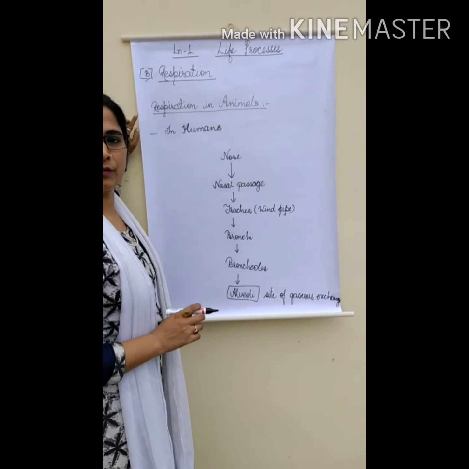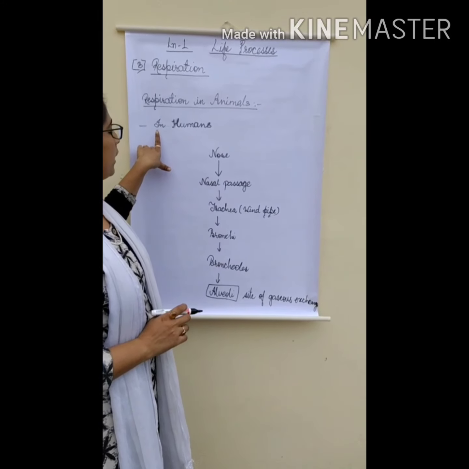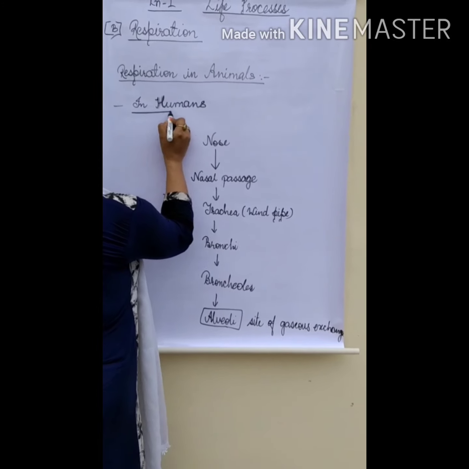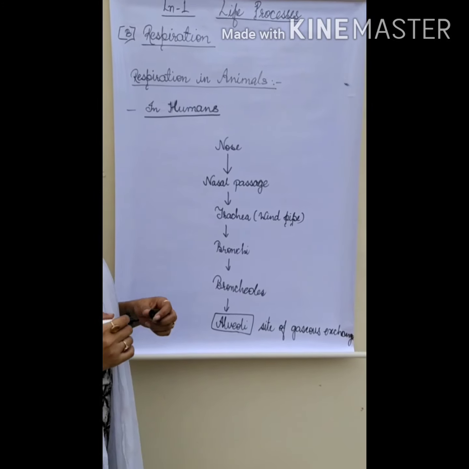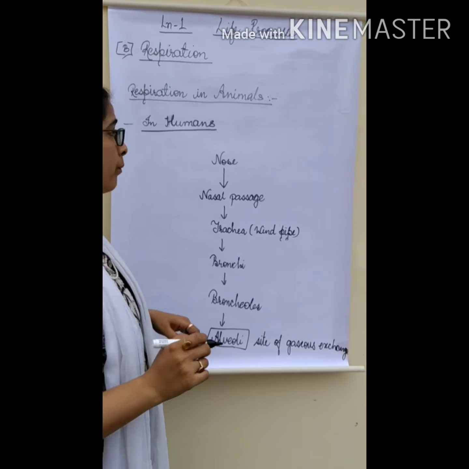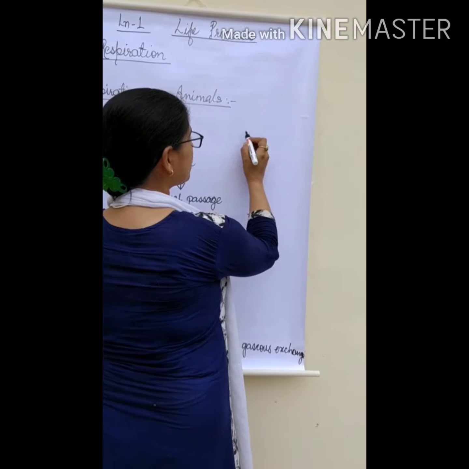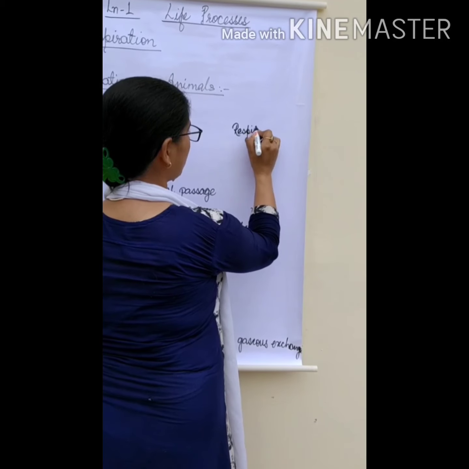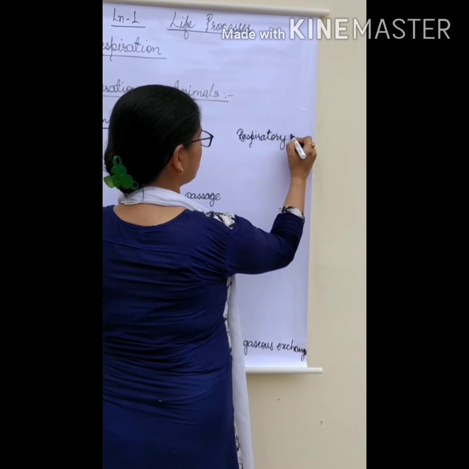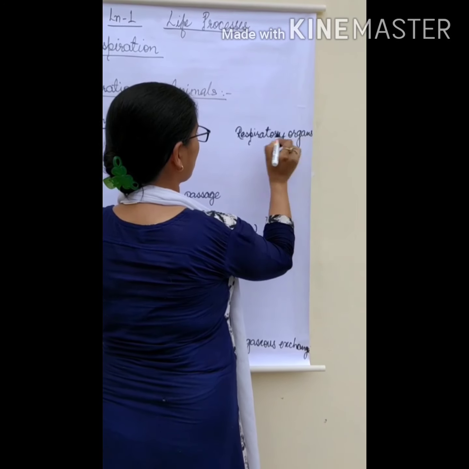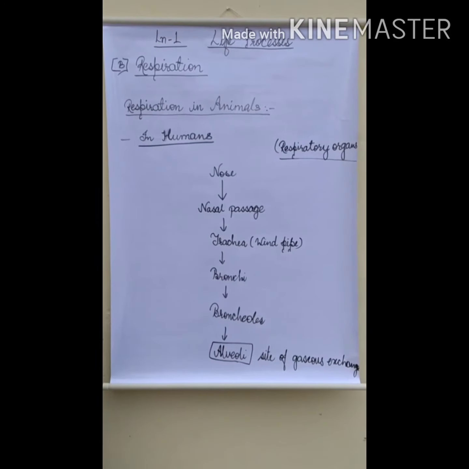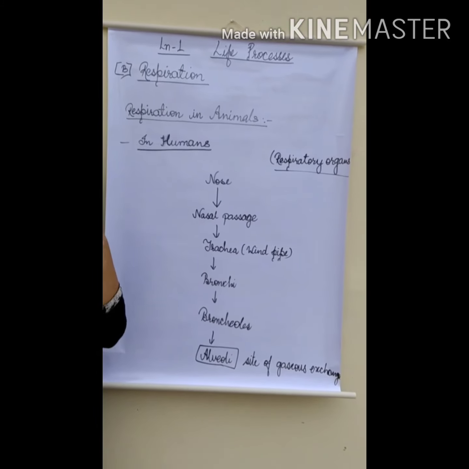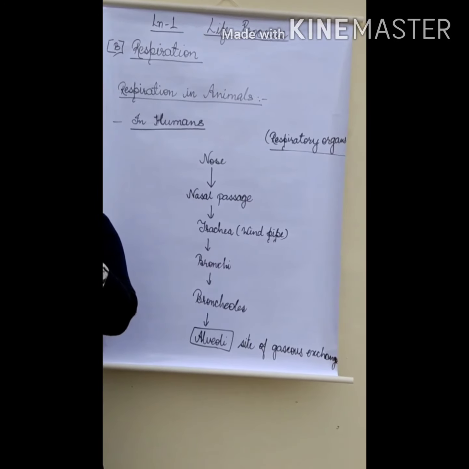Respiration in animals, I have taught you about 3 topics: in amoeba, in earthworm, and in fish. Now, in case of humans, we have a very well developed respiratory system in our body. All those organs which unite together to form the respiratory system in our body are called respiratory organs. And the respiratory organs are, first, the nose. As you know, we inhale the air through our nose, which has a pair of nostrils.